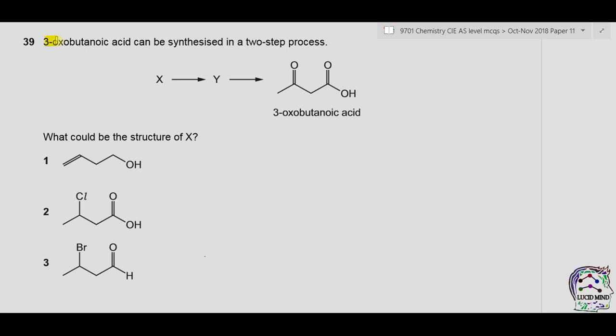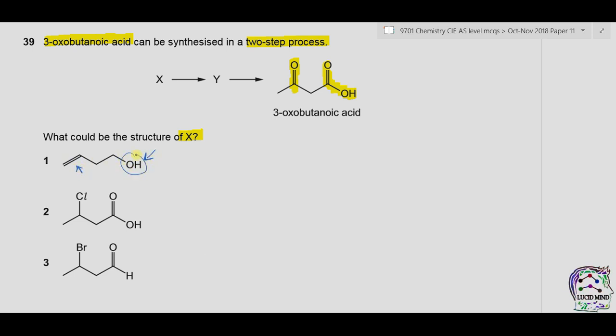Question 39. 3-oxobutanoic acid can be synthesized in a two-step process. In 3-oxobutanoic acid, we have this ketone functional group and this is carboxylic acid functional group. What could be the structure of X? In 1, we can see that compound is given that has alkene and alcohol functional group present.